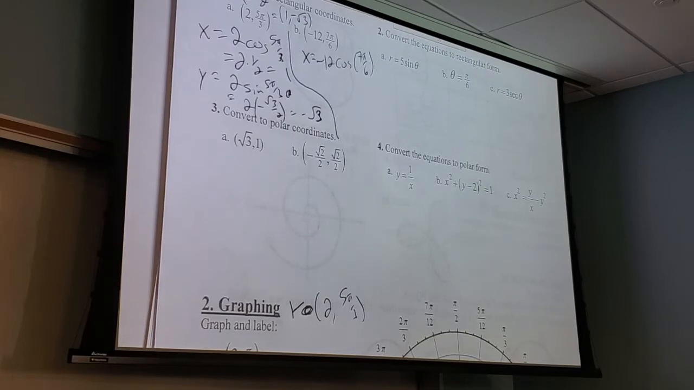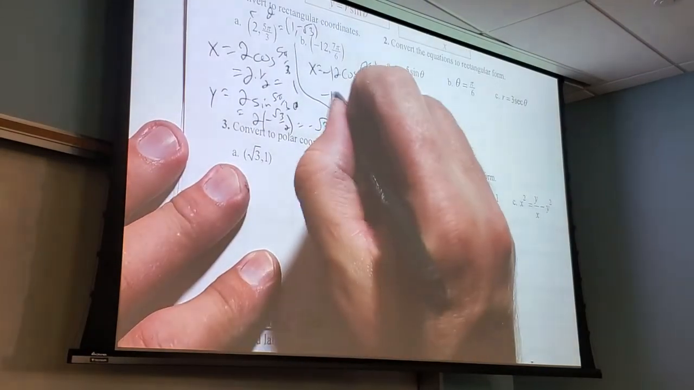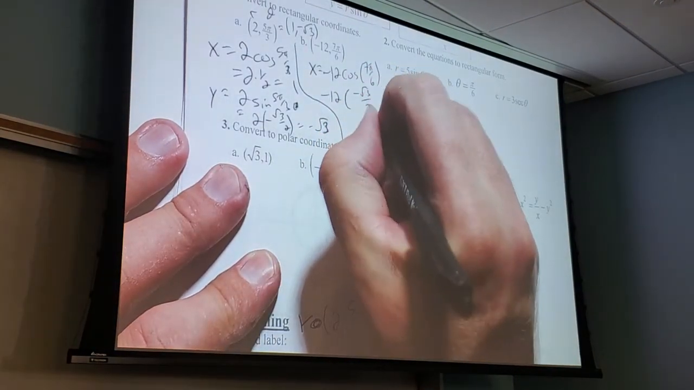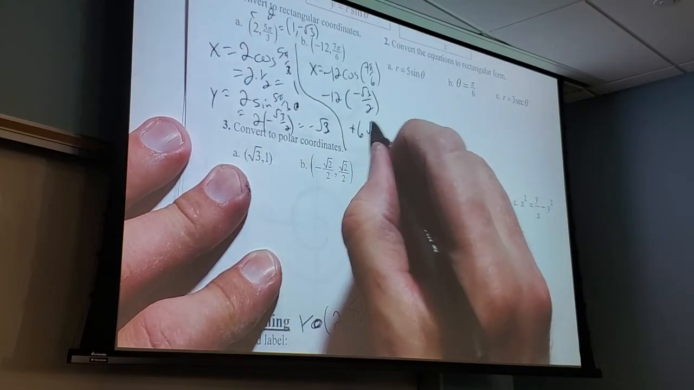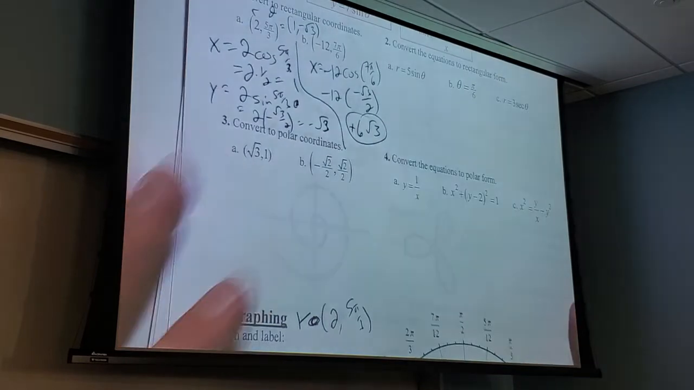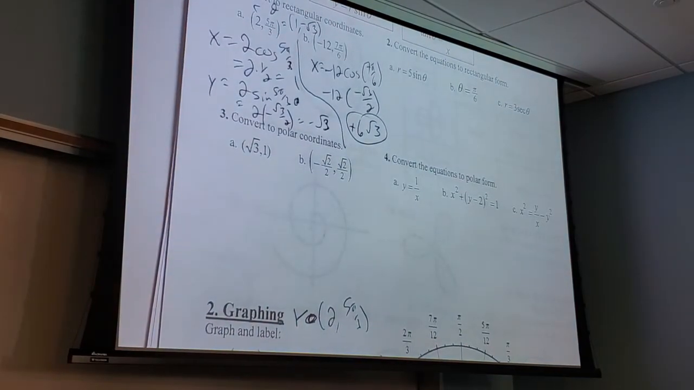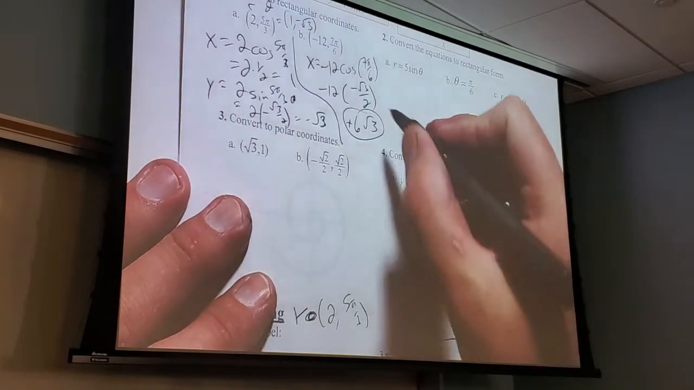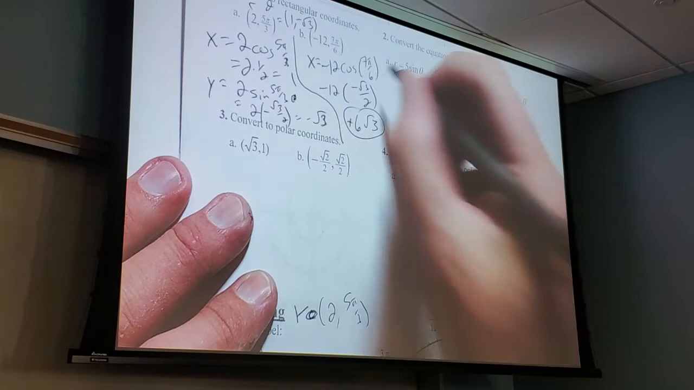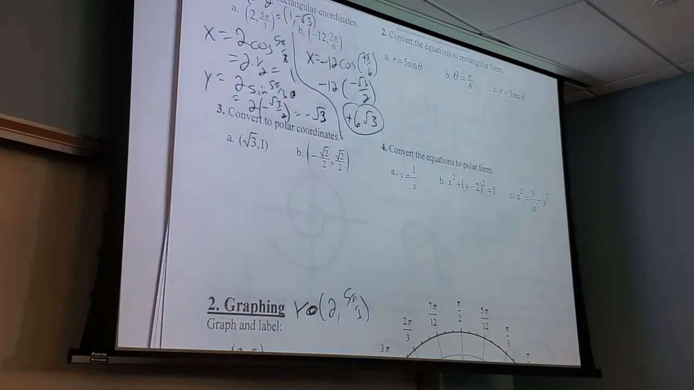Is it small or big? Should be big, root 3 over 2, and since that is in the third quadrant, it should be negative. So this will be negative 12 times negative root 3 over 2, so this becomes positive 6 square root of 3. Is that cool? The negatives cancel. And then y, you get it the same way, right? You would just do negative 12 times sine of this. Sine of that is negative 1/2, so you would get y is 6.